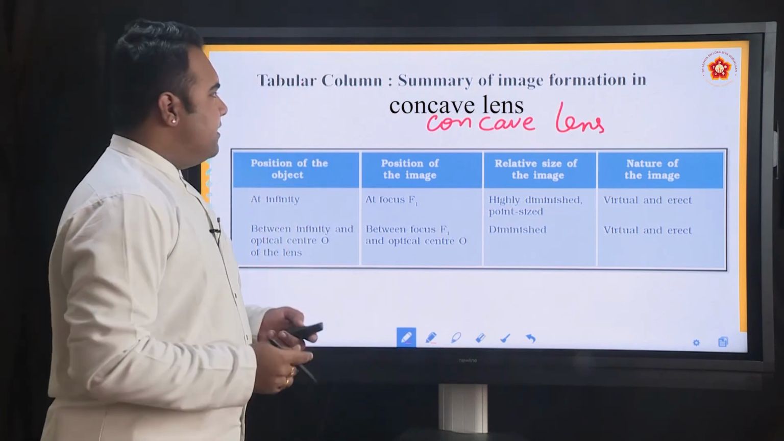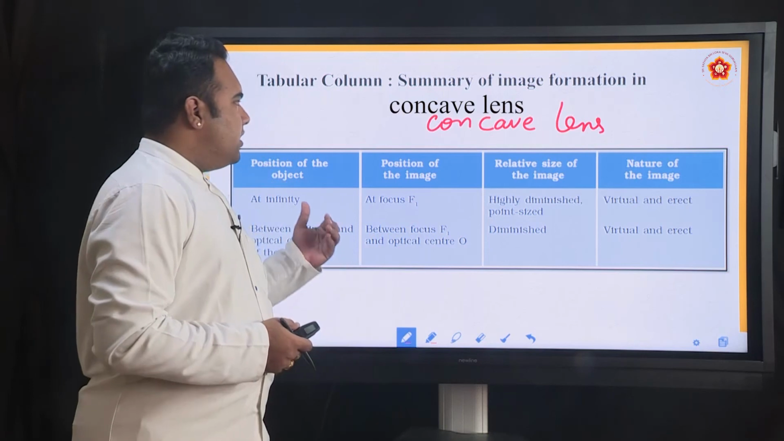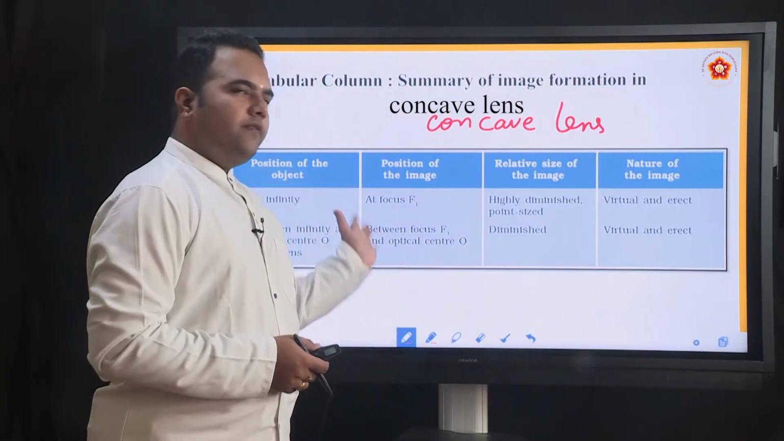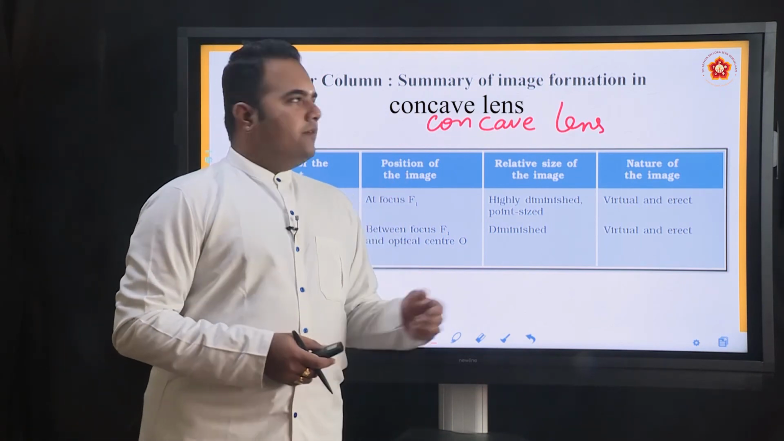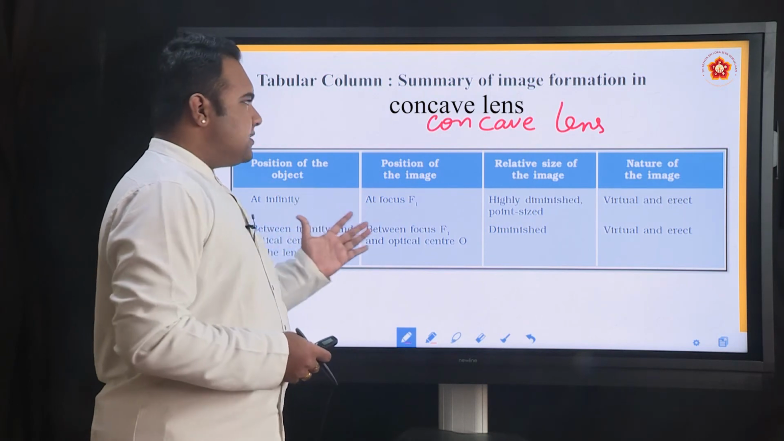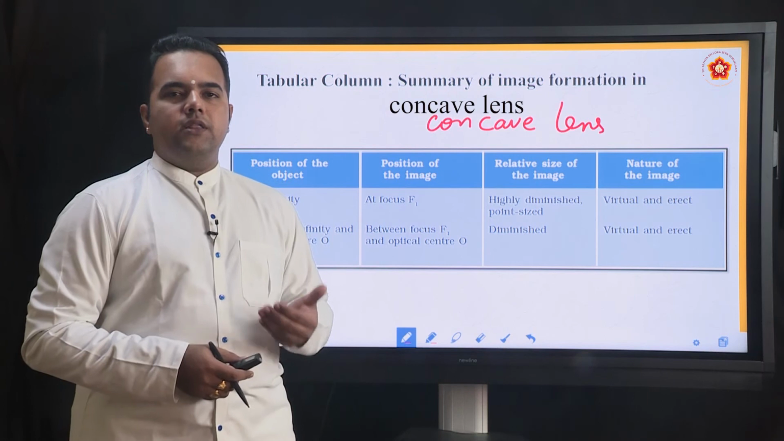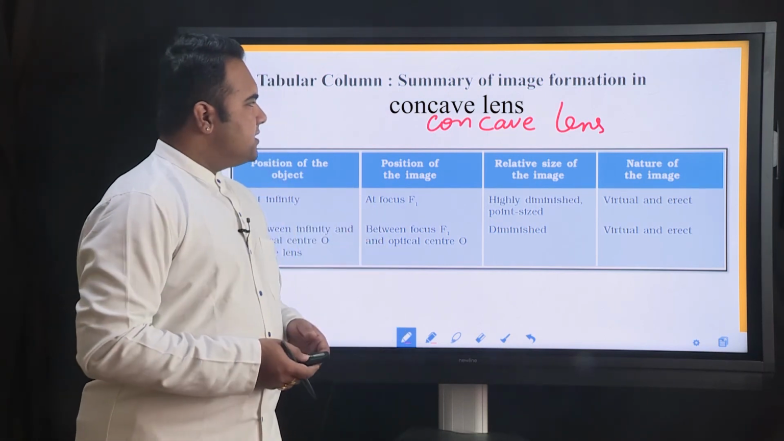So in this lecture we have seen what are the rules for image formation in a concave lens and a convex lens. How does the image formation happen in a convex lens and how does it happen in a concave lens, and we could also relate and compare this with respect to the images that are formed in the convex mirror and concave mirror. With this we conclude this lecture.